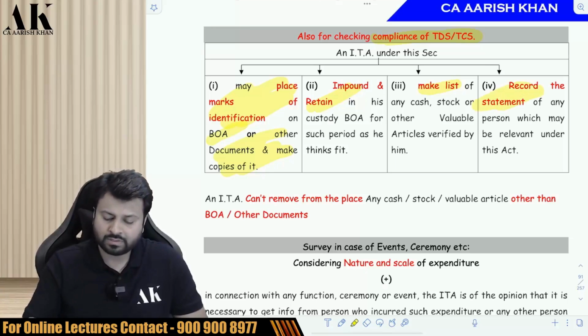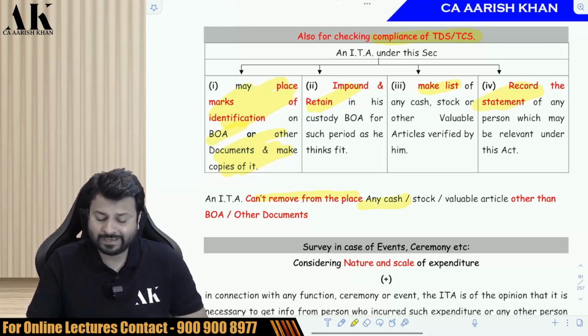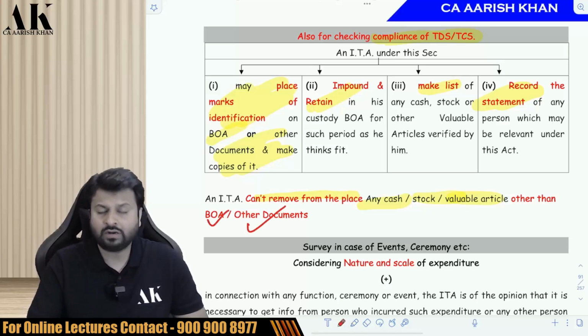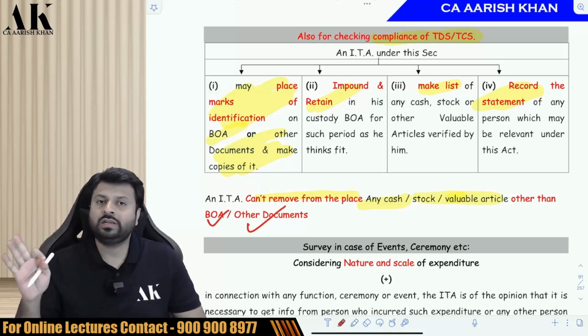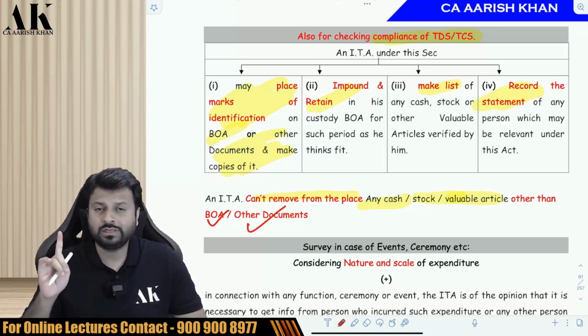They will record the statement of any person, but under any circumstance they cannot remove from your place any cash, any stock, any valuable article. Yes, but if they want, they can remove books of accounts and other documents. So in a survey, they can only take away from you books of accounts and documents. They cannot take away any other article from you, including stock. It is not allowed. Only books of accounts is allowed.